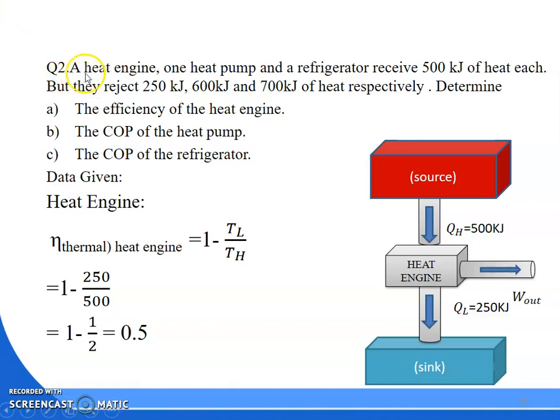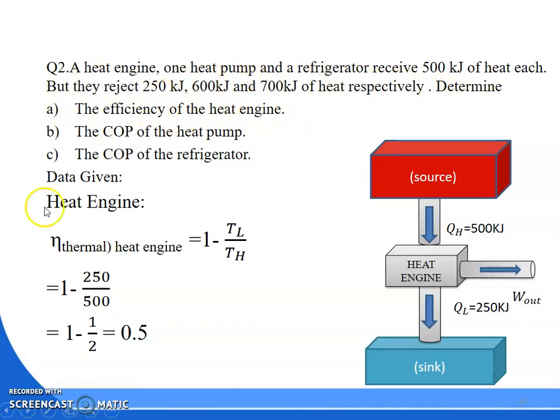Next question. A heat engine, a heat pump and a refrigerator receive 500 kilojoule of heat each, but they reject 250 kilojoule, 600 kilojoule and 700 kilojoule of heat respectively. Each will receive 500 kilojoule, but the heat engine rejects 250, for the heat pump QL is 600, and for the refrigerator QL is 700. Determine the efficiency of the heat engine.